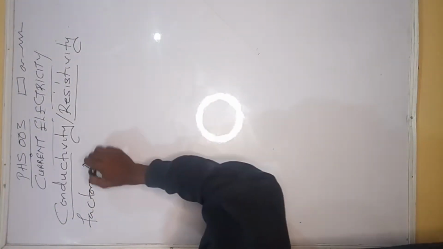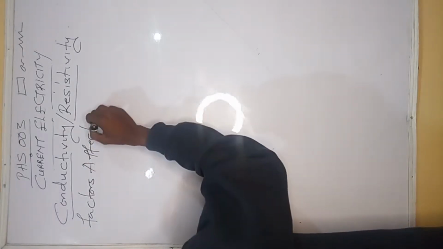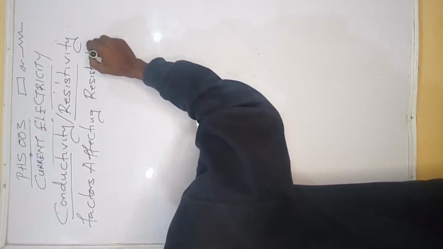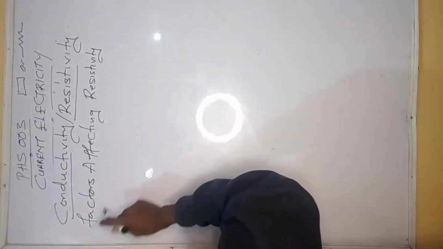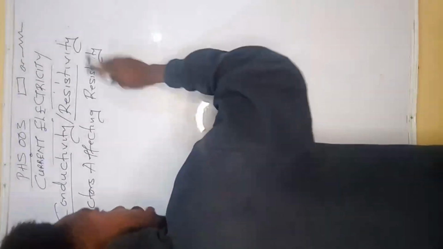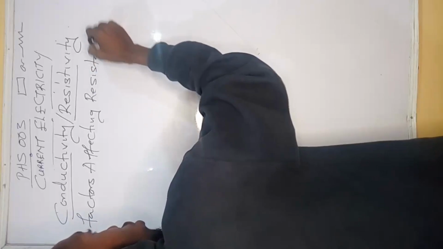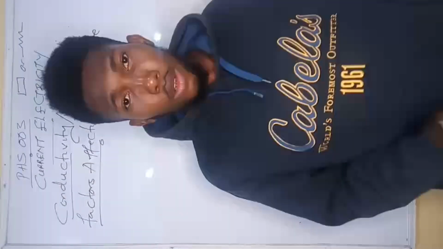Factors affecting resistivity. Or we can just put it this way: factors affecting resistance. Before we go to resistivity, factors affecting the resistance of materials. Now, what are the factors that affect the resistance of materials? I will start from the first factor, and we'll talk about length.